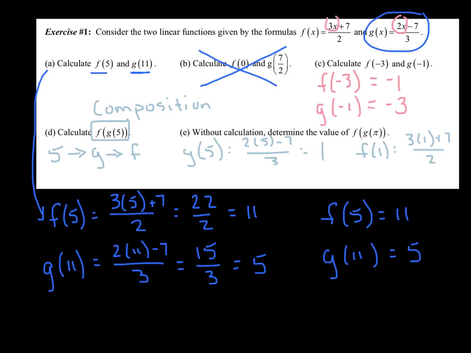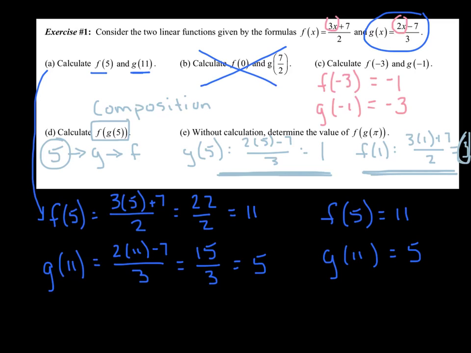10 divided by 2 is 5. So I got 5. Notice, guess what? We started with a 5 and we ended with a 5 because you plugged it into g, it performed certain actions or certain operations, as we like to say, and then by the time you plugged that answer into f, f was undoing or reversing all of the actions performed by g, and that's why we ended up with the same thing we started with.